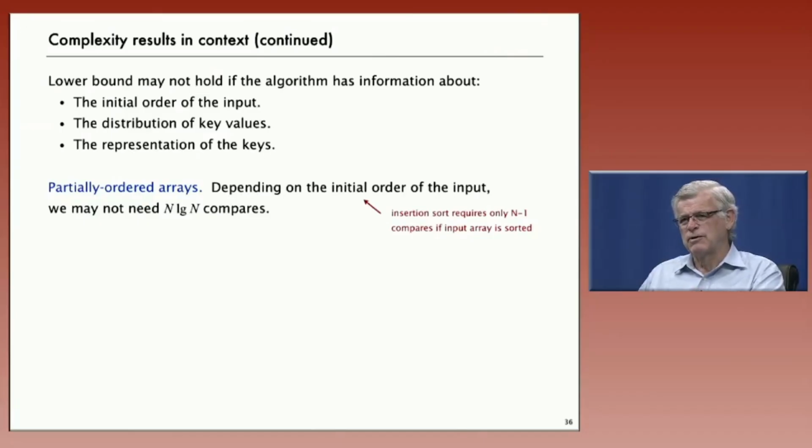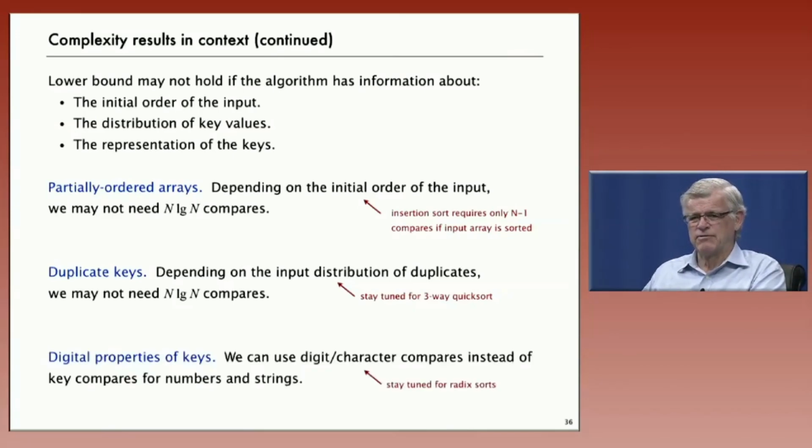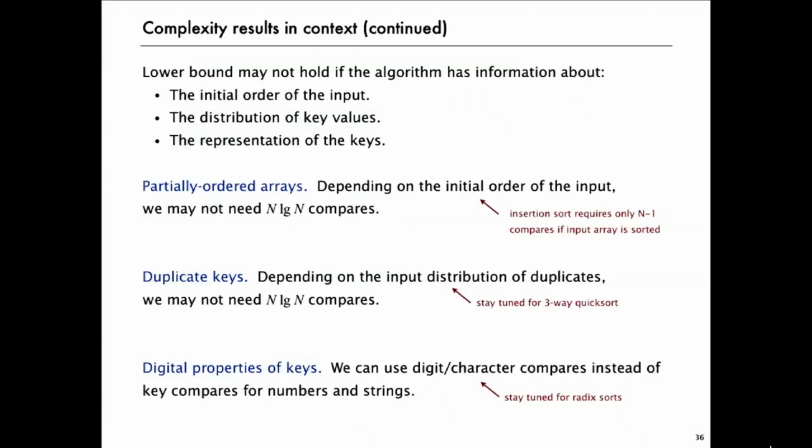So partially ordered arrays, we may not need n log n compares. Duplicate keys, we may not need n log n compares. We're going to look at a method that gets that done in linear time in a lot of situations. And later on, we'll look at digital properties of keys where we can use digit or character compares instead of whole key compares and get a faster sort for certain practical applications. Computational complexity is a very useful way to help us understand properties of algorithms, and help guide our design decisions.